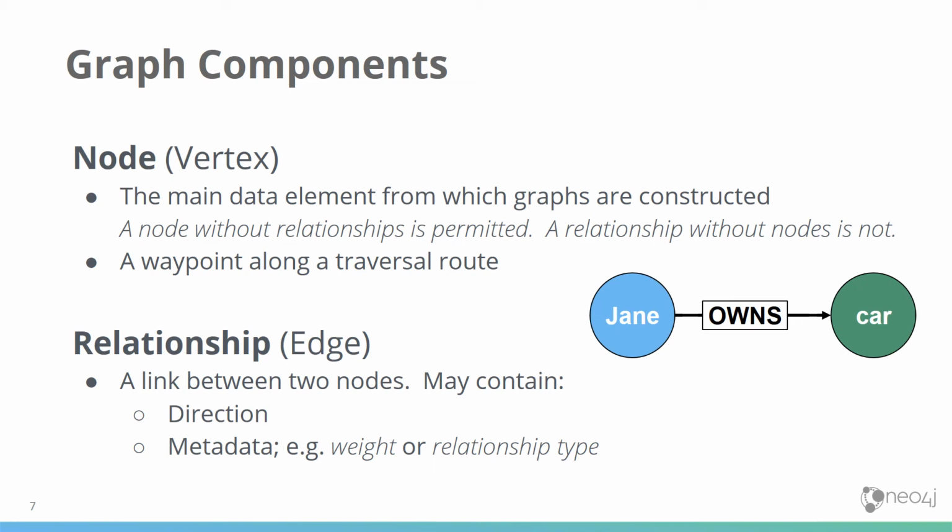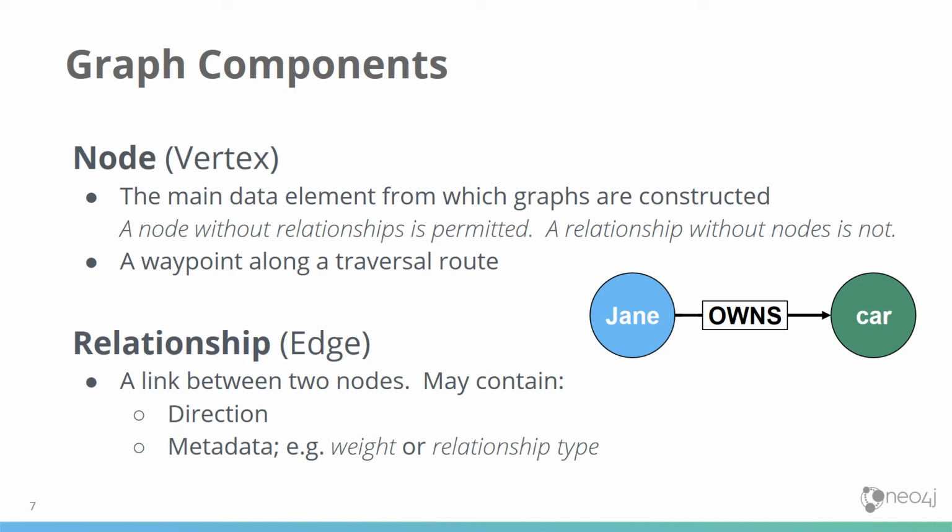So now let's define the relationship. And in this example, you see Jane owns the car. Relationships are links between nodes. In their simplest form, relationships need not contain any information other than which two nodes they link, but they can and often do contain much more. For example, relationships can include a direction. Jane owns a car is a very different relationship than a car owns Jane, although with self-driving cars, who knows what's going to happen.